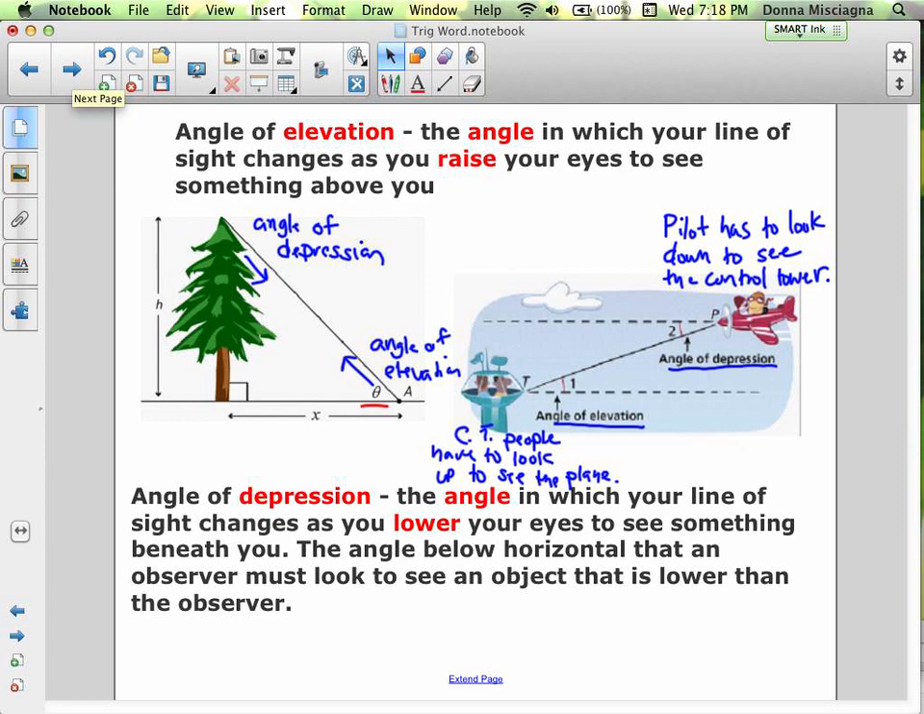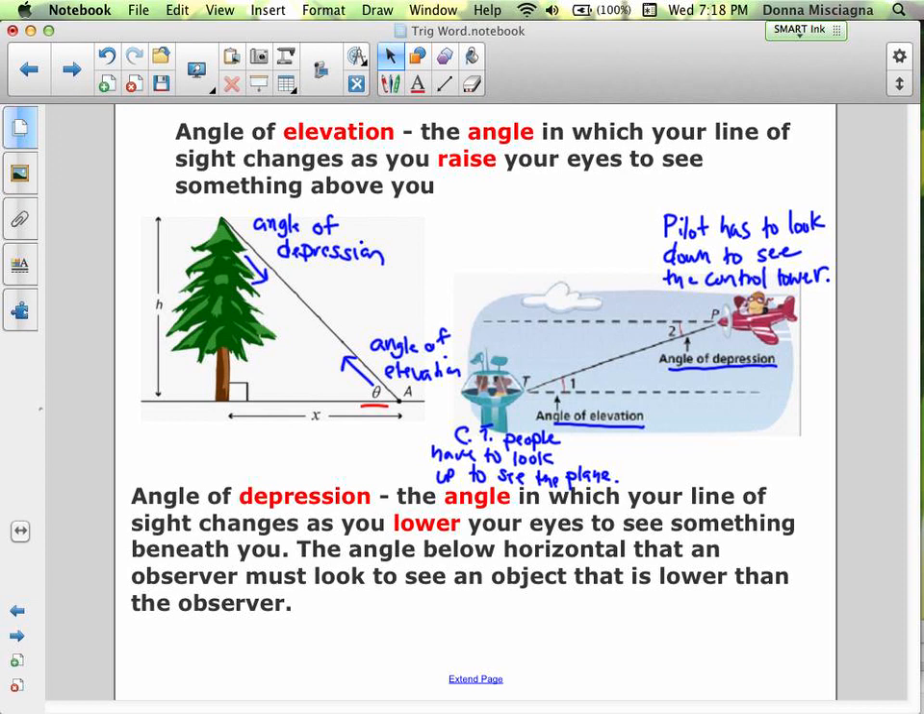So angle of depression is the angle in which your line of sight changes as you lower your eyes to see something beneath you. It's the angle below the horizontal that an observer must look to see an object that is lower than the observer. Right? So angle of depression is how I have to change my line of eyesight. I can't be looking across, right? I have to look down. And when I look down, that angle is my angle of depression.